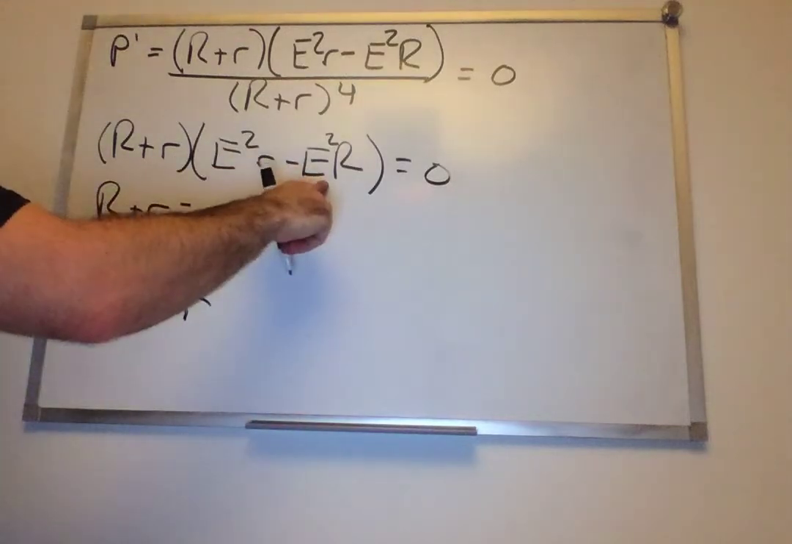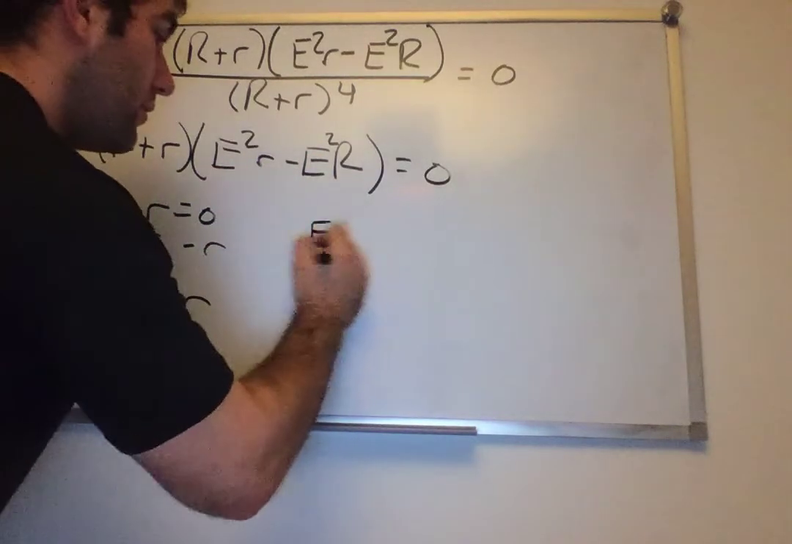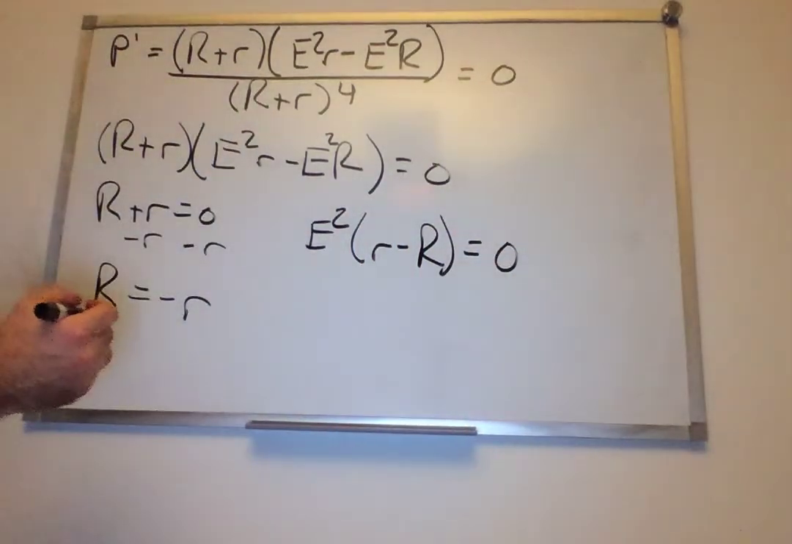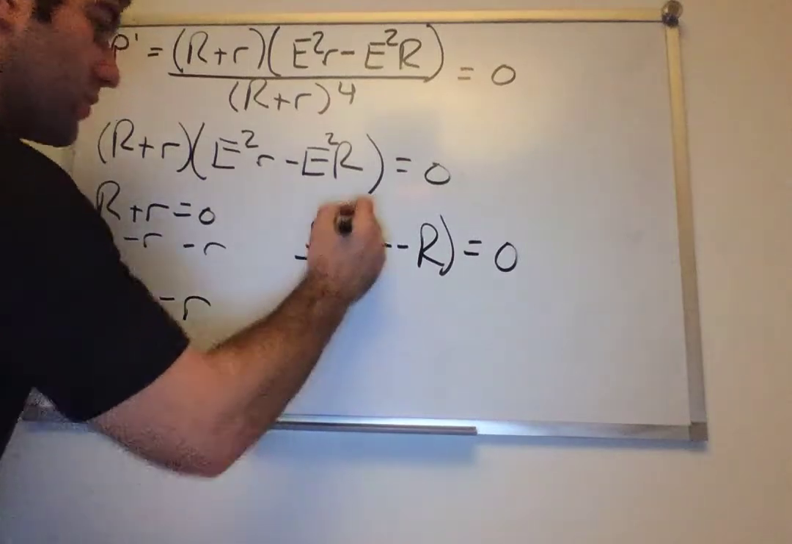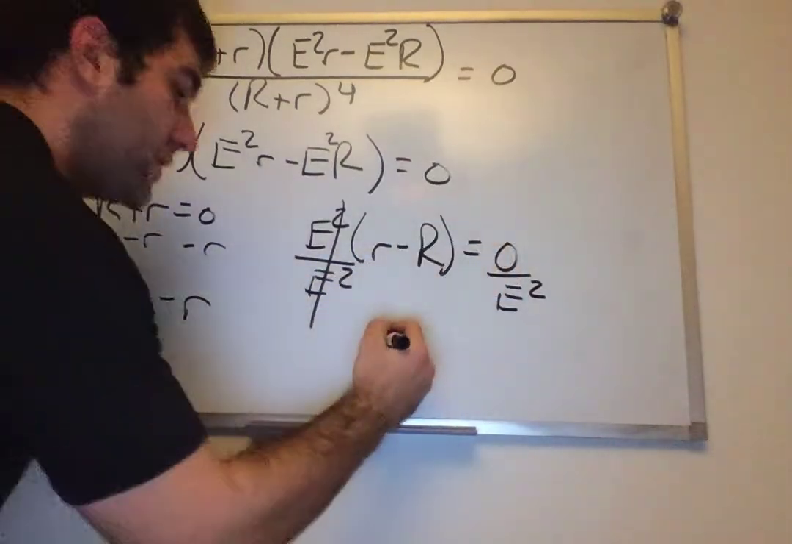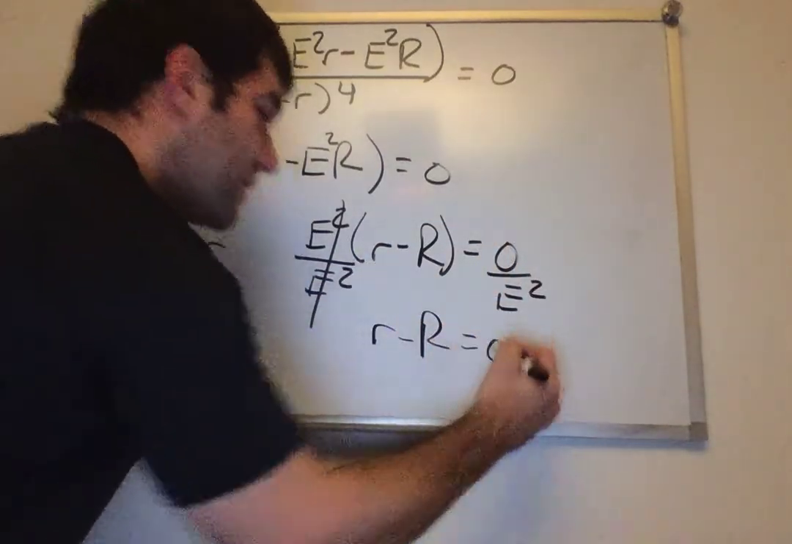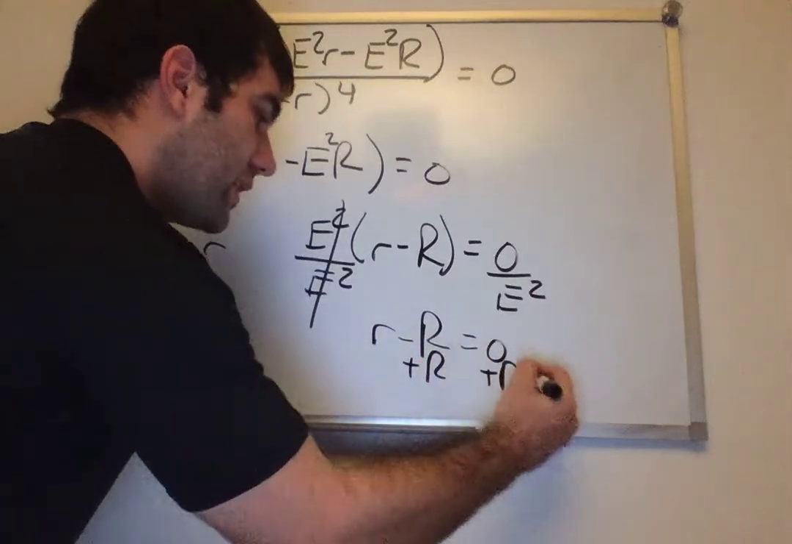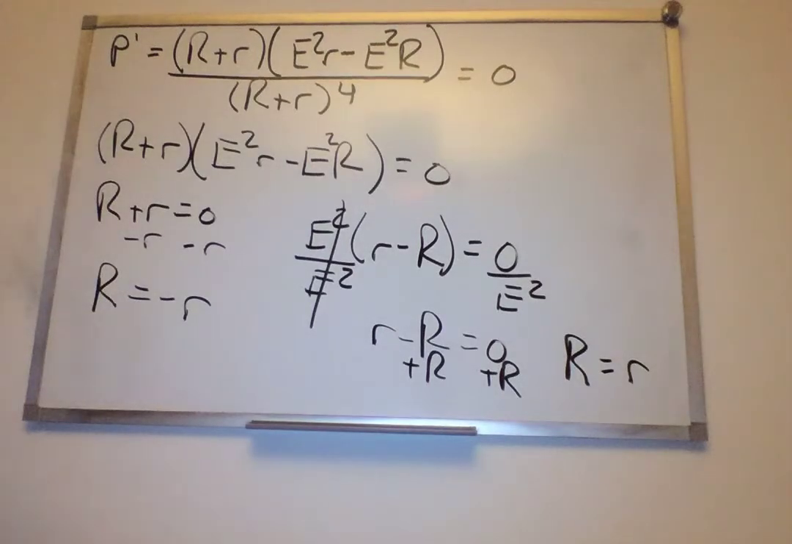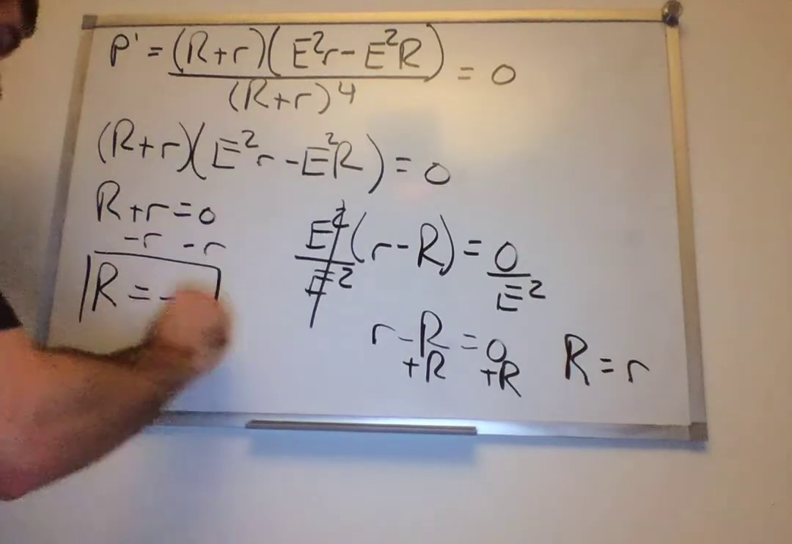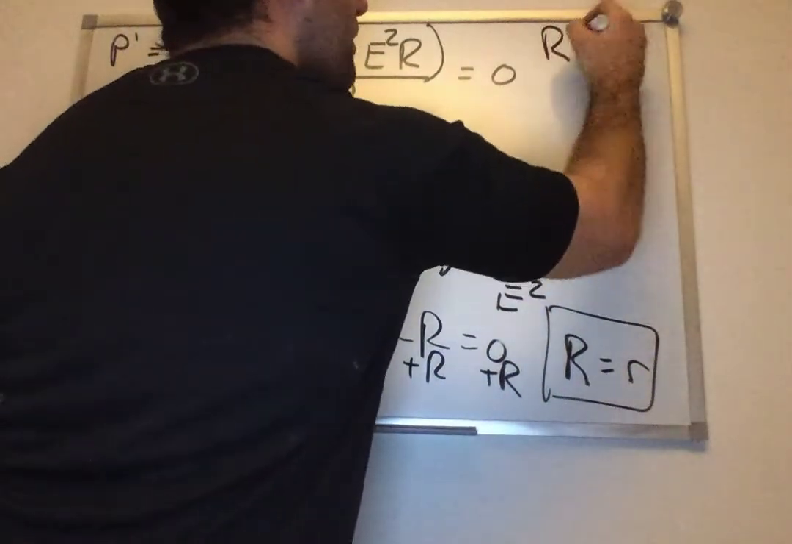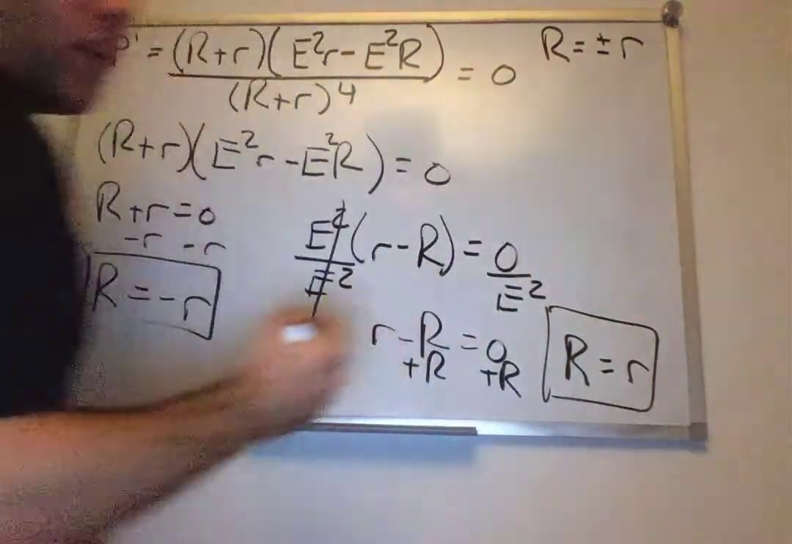Now E squared, I'm going to factor out the E squared. E squared times little r minus big R is equal to 0. I could divide both sides by E squared, and that's still 0. I get little r minus big R equals 0. Add big R on both sides. I get big R is equal to little r. Alright, so I've got these two pieces: big R is equal to plus or minus little r.